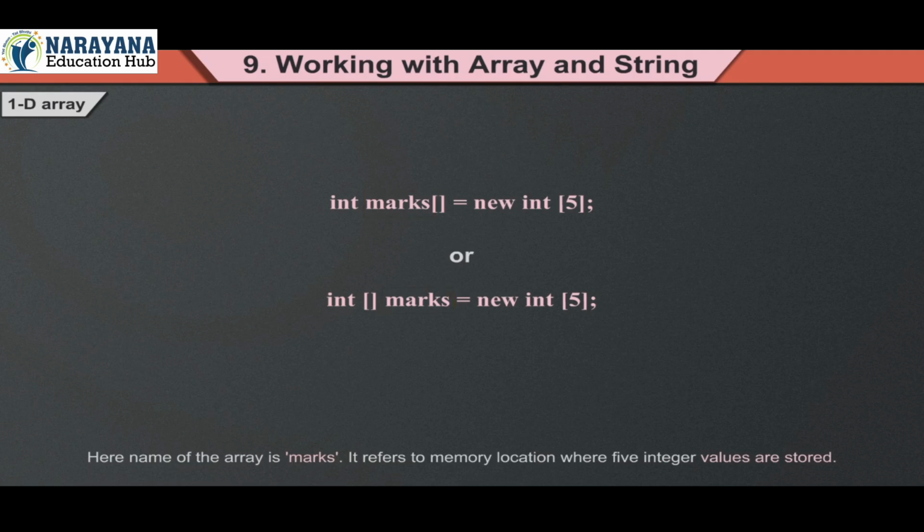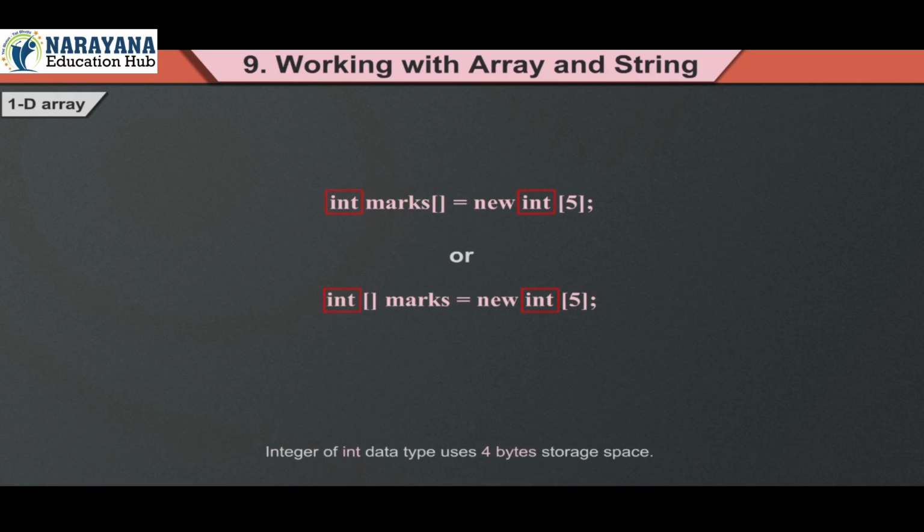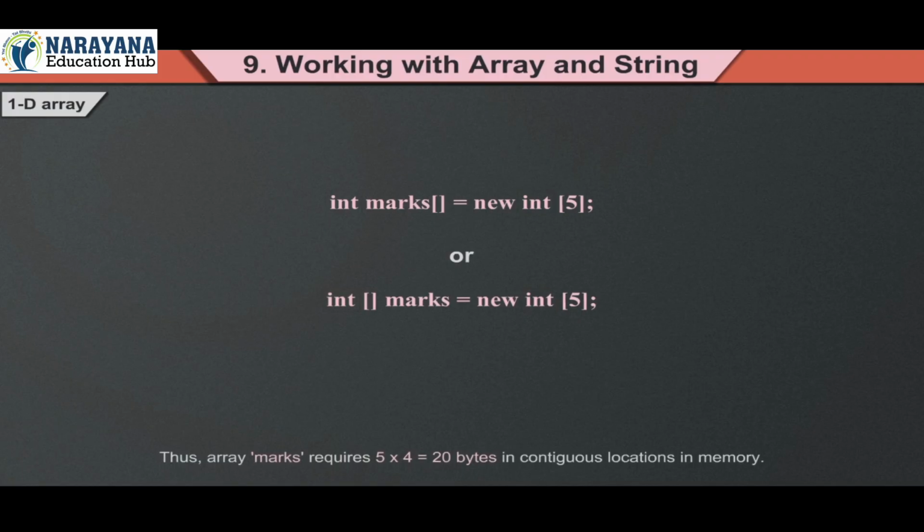Here the name of the array is marks. It refers to the memory location where 5 integer values are stored. An integer of int data type uses 4 bytes of storage space. Thus the array marks requires 5 into 4 is equal to 20 bytes in contiguous locations in memory.